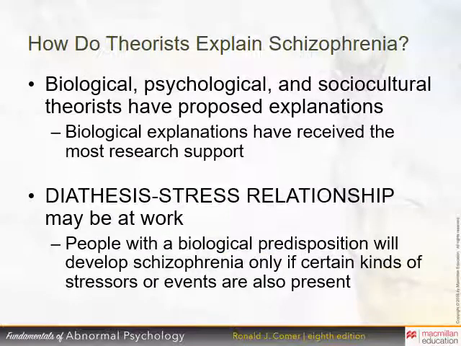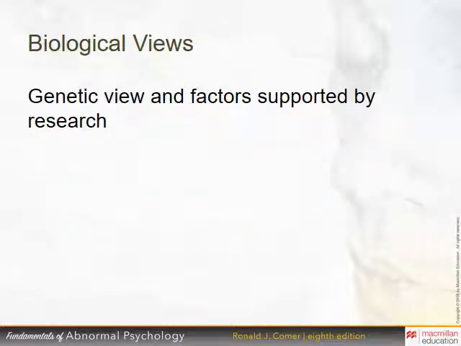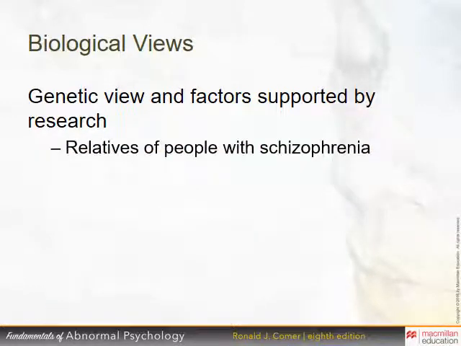So in the diathesis-stress relationship, which we've seen in previous disorders, people with a biological predisposition will develop schizophrenia only if certain kinds of stressors or events are also present. Following principles of the diathesis-stress perspective, genetic and biological studies of schizophrenia have dominated clinical research. Key roles of inheritance and brain activity and important changes in treatment have been reported.